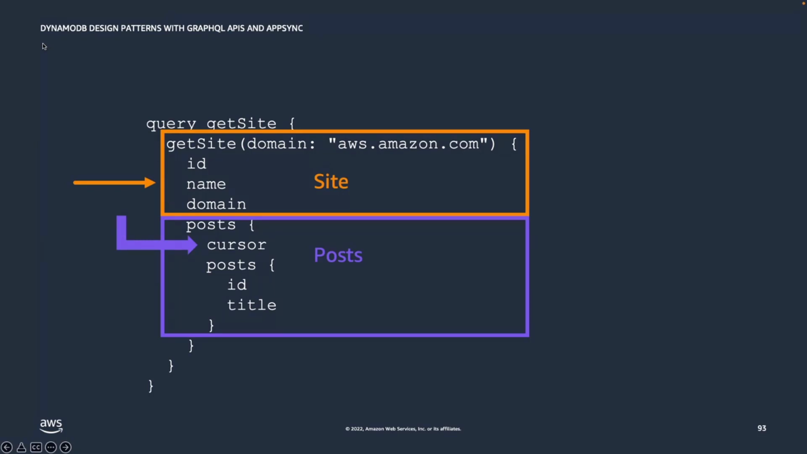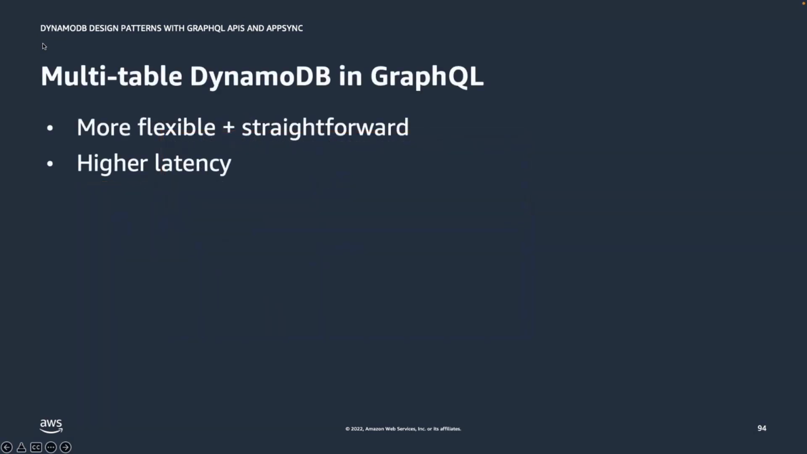So what we have is a waterfall-like operation, right? We're fetching one item, and once that is complete, we're fetching the next item. Just the nature of that being sequential is going to lead to some higher latency. This isn't going to be too bad in a lot of cases, but you do need to weigh the trade-offs and what you're using your GraphQL API for. So those are the key trade-offs with multi-table DynamoDB in GraphQL.